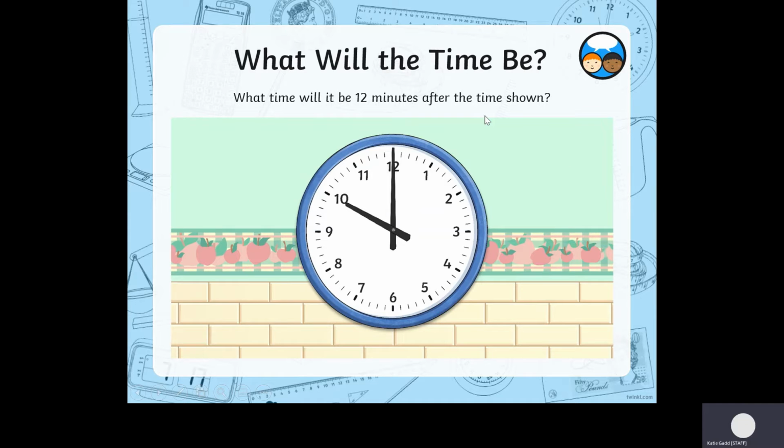Okay, quick question for you. What time will it be 12 minutes after the time on the clock? Pause the video and have a think. So what answer did you get? So we need to wind the clock on 12 minutes. Now I know 12 is made up of 10 and 2. So I can jump in my fives, 5, 10, and then count on in minutes, 11, 12. So it's 12 minutes past 10.